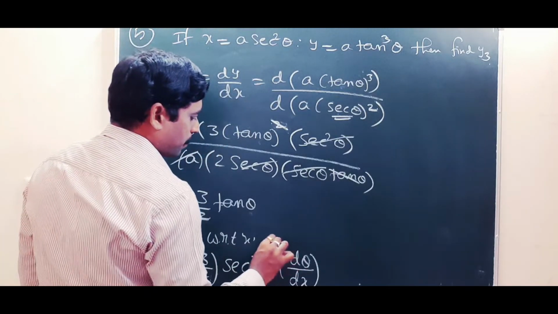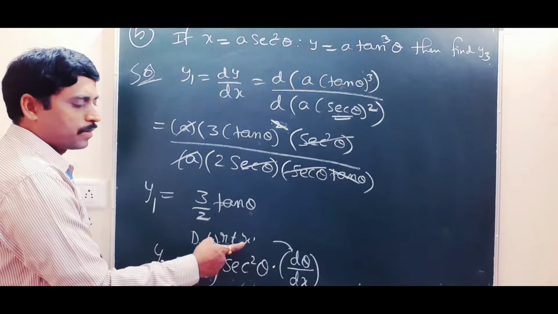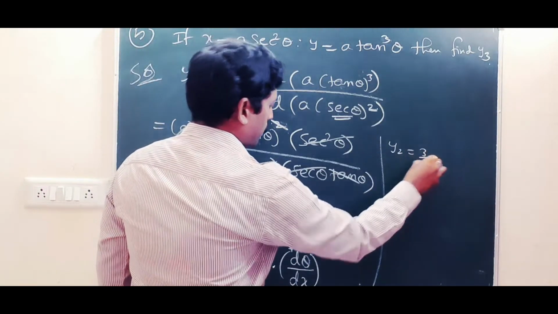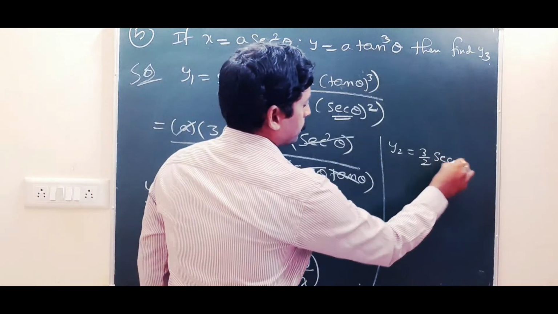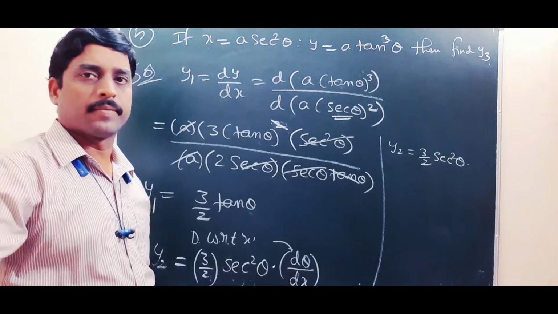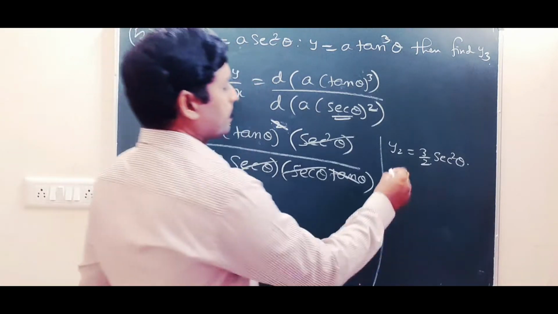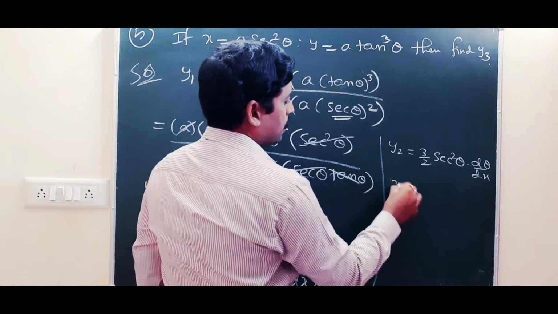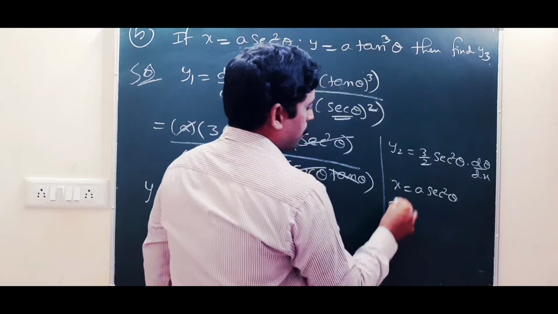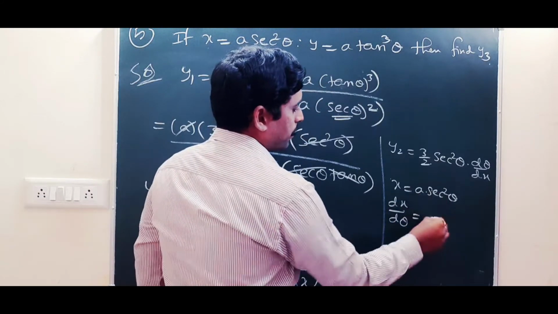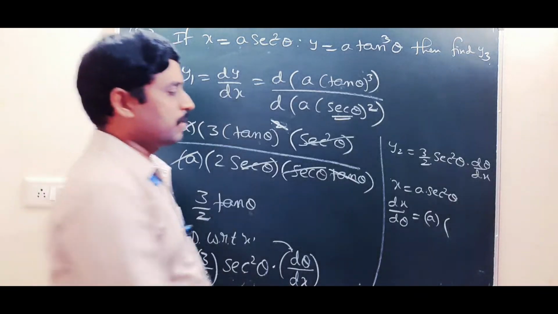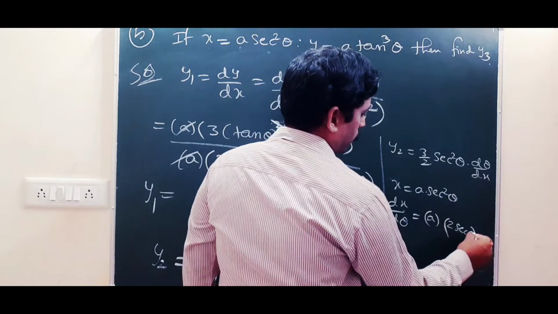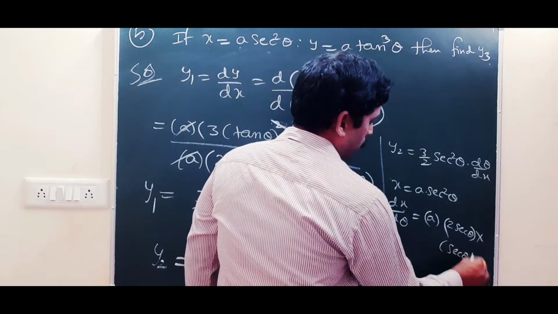So this is the most important: differentiation of theta with respect to x is d theta by dx. Okay, so y2 is equal to 3 by 2 times secant square theta into d theta by dx. So what is x? a secant square theta. So dx by d theta equals a constant, so differentiation of secant square theta is 2 secant theta into differentiation of secant theta, which will be secant theta into tan theta.